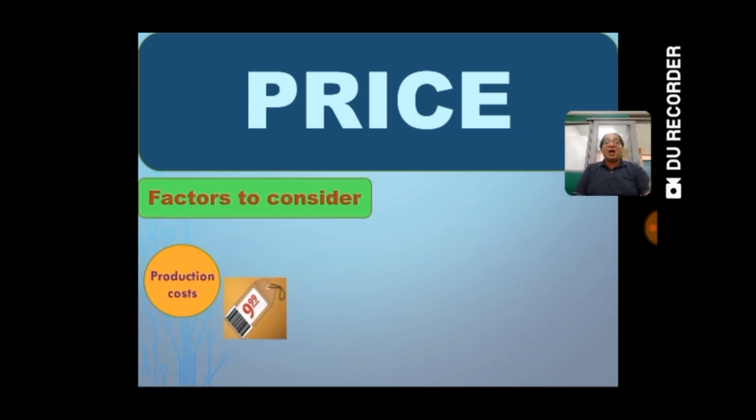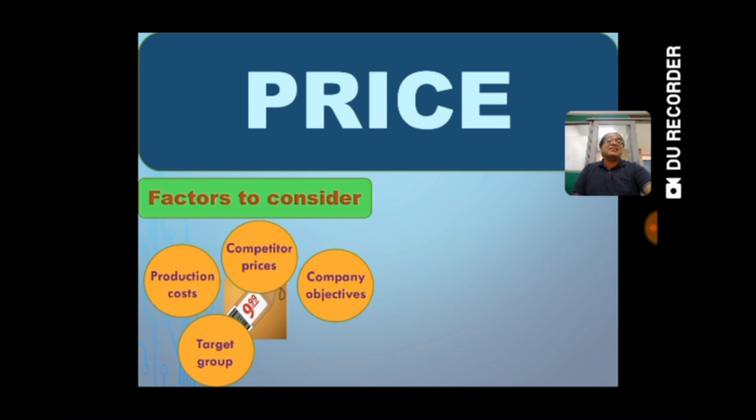First one, cost of producing the product. The next one is prices the competitors charge. Another one is the company objectives. The fourth one is the target group. And finally, willingness to pay.